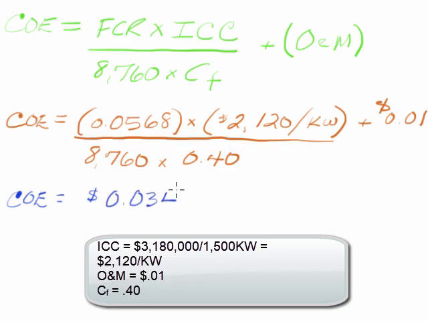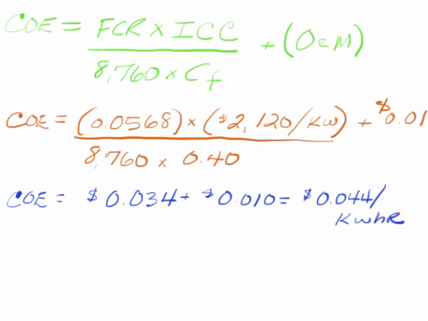The fixed component comes out to about 3.34 cents per kilowatt hour plus 1 cent per kilowatt hour for the O&M cost, for a total cost of 4.4 cents per kilowatt hour. This number at 4.4 cents also equates to $44 a megawatt hour.